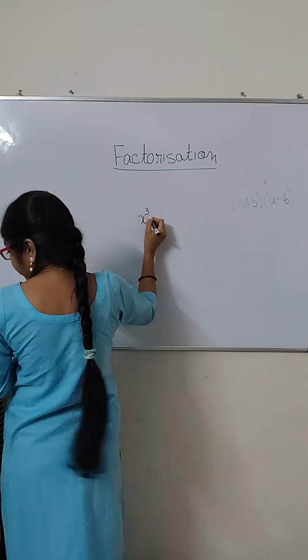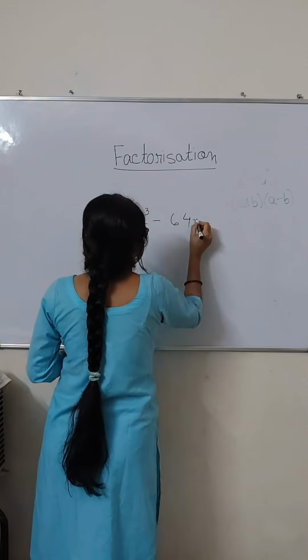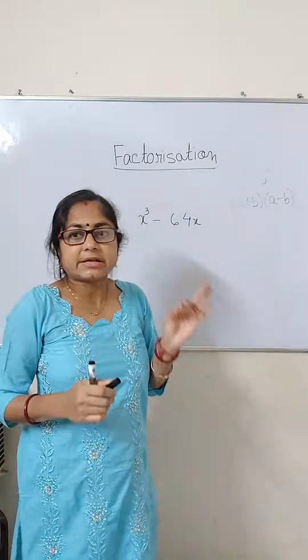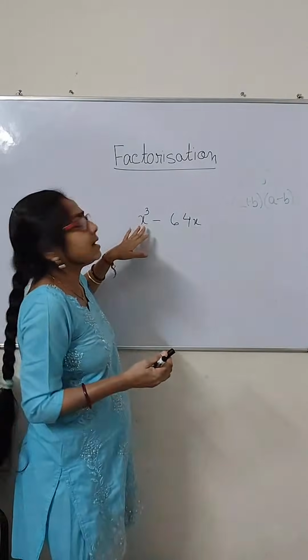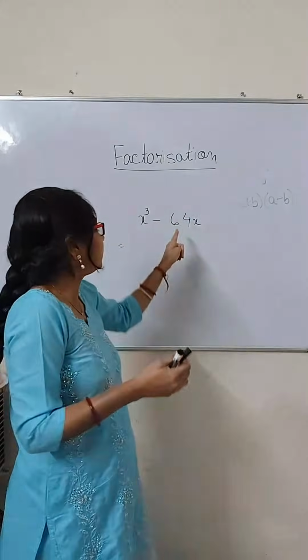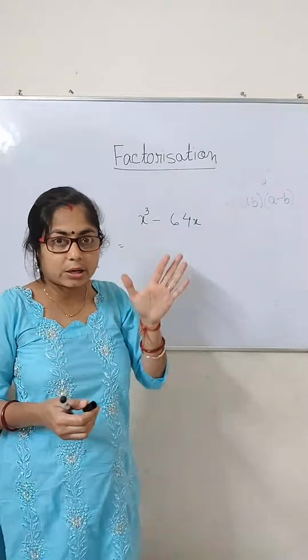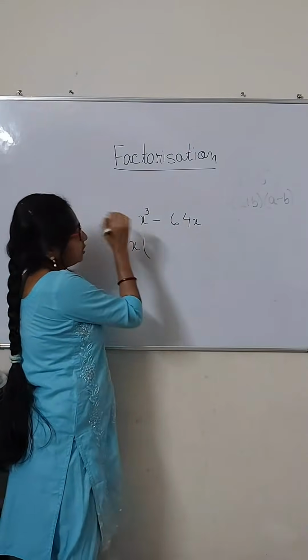x cube minus 64x. Okay, what is the first step? First step, first check: is there any common or not? Here is x cube and here only 1x. So I can take 1x as a common. Okay, so I take x. Now I tell this one.